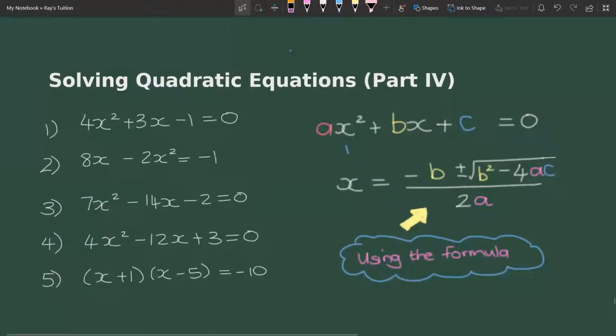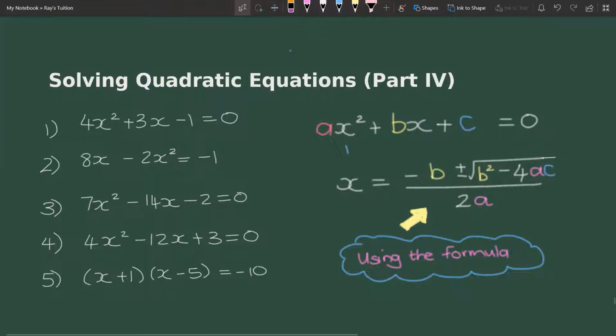Hello everybody, and welcome to the next video on solving quadratic equations. In this video, we have a look at solving quadratic equations using the quadratic formula. The quadratic formula is used to solve trinomial equations. So it has this form, ax squared plus bx plus c.